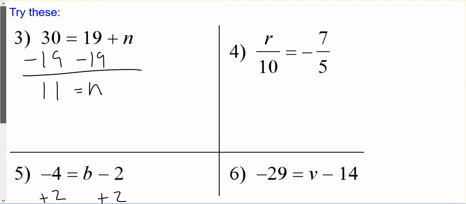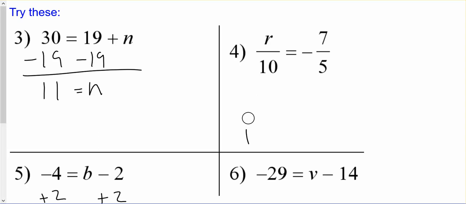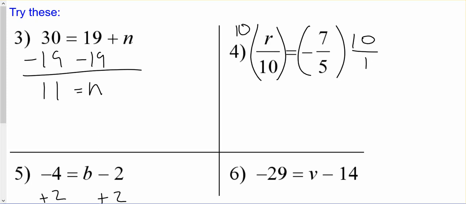For 4, r is being divided by 10. So we'll multiply both sides by 10. R equals, now we can simplify here. 5 goes into 5 once, 5 goes into 10 twice. So we get -14.